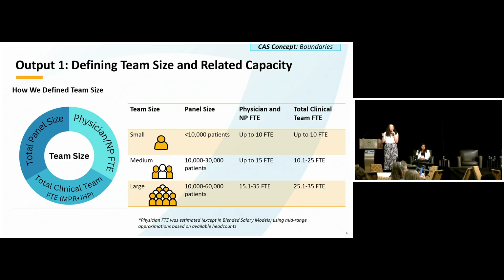This first output, the team sizing methodology, was very much out of necessity, taking data from multiple teams, even across the same model. I think a lot of people have alluded to this already. It's very difficult to compare them because they're so different. There's so much variation. So we classified teams by size using a consensus-based approach across 3 measures, which you can see in the little circle. The most responsible provider FTEs, or estimated FTEs, same limitations as Dr. Karen noted earlier in terms of actually having those for our MRPs, total clinical team FTEs, as well as the total panel size. Looking across all 3 of these, we were able to classify teams in small, medium, or large categories based on these different parameters. And this was how they naturally presented.